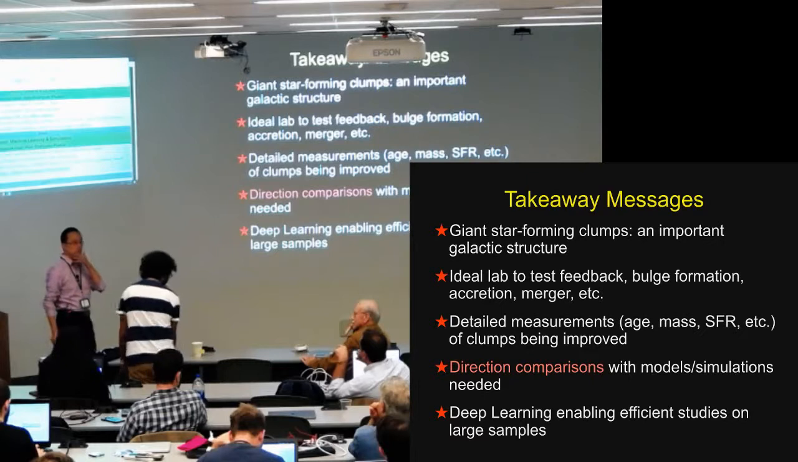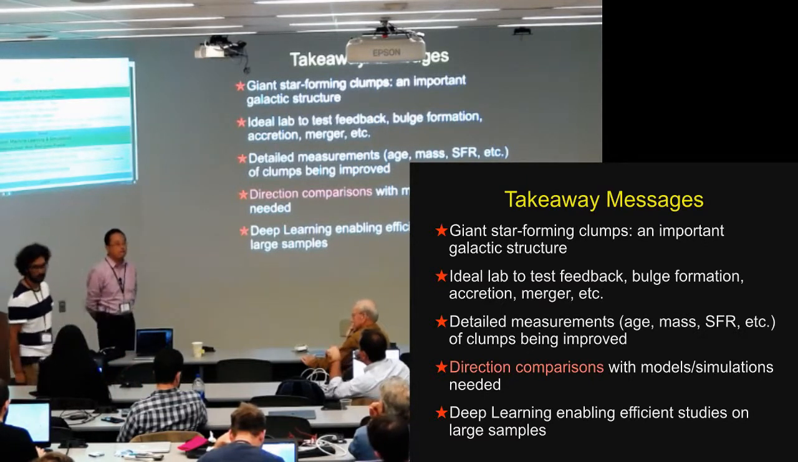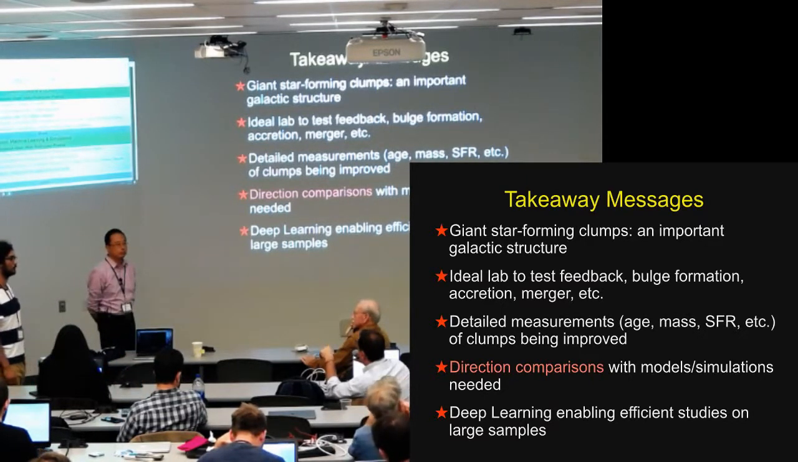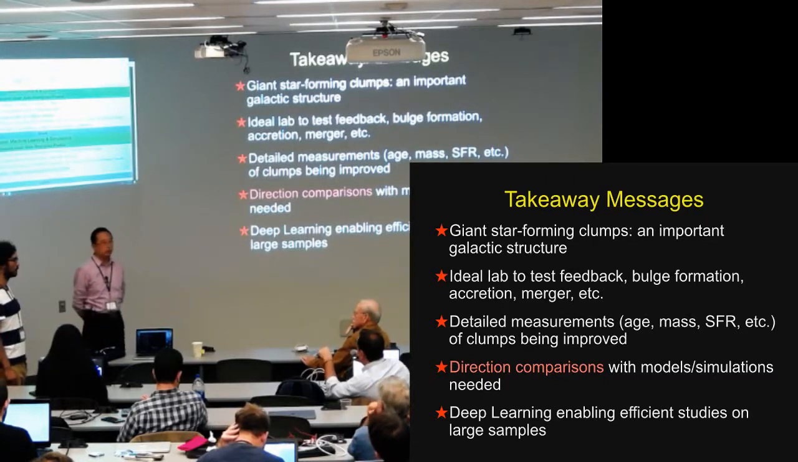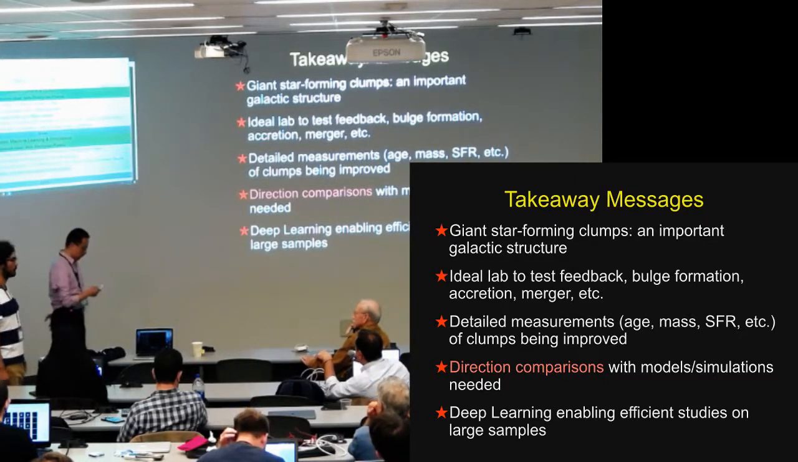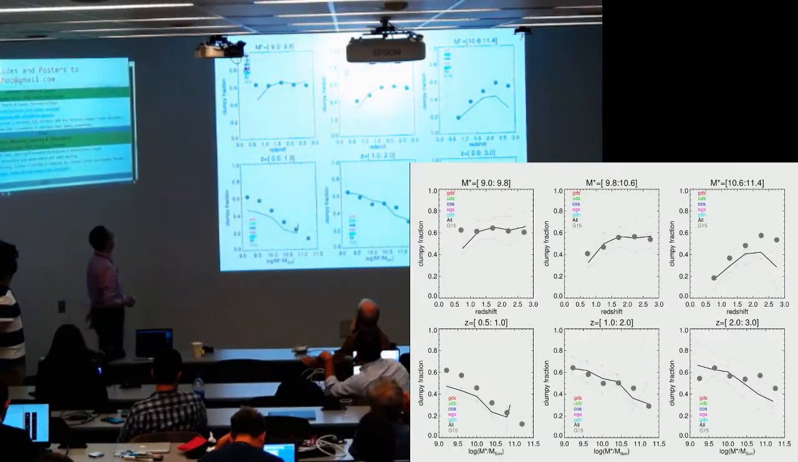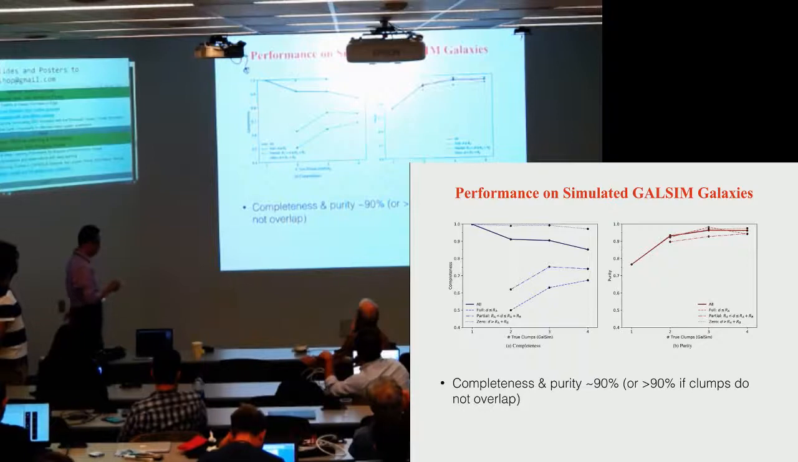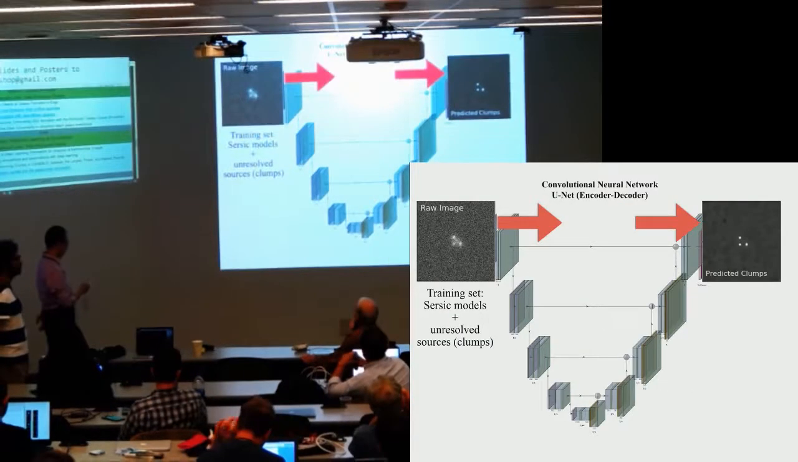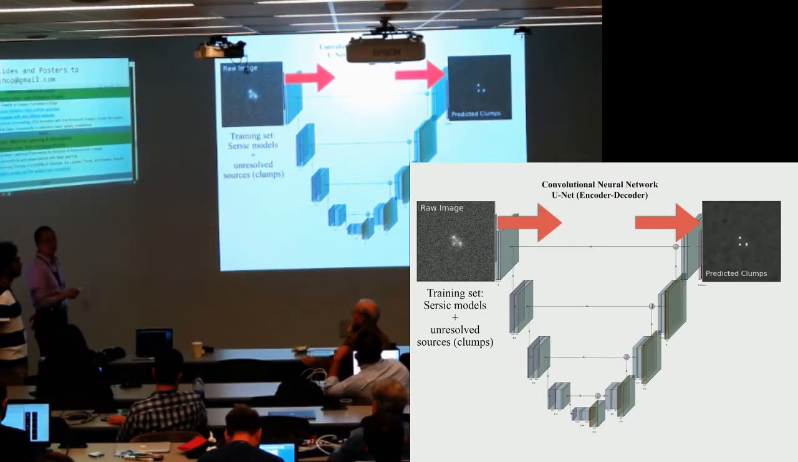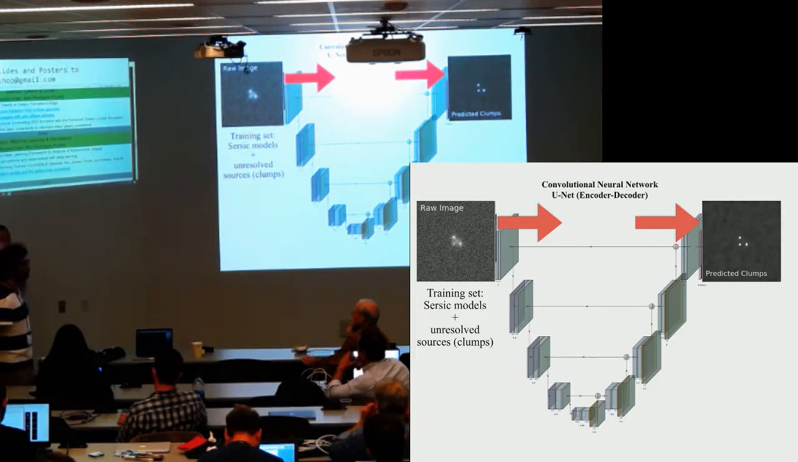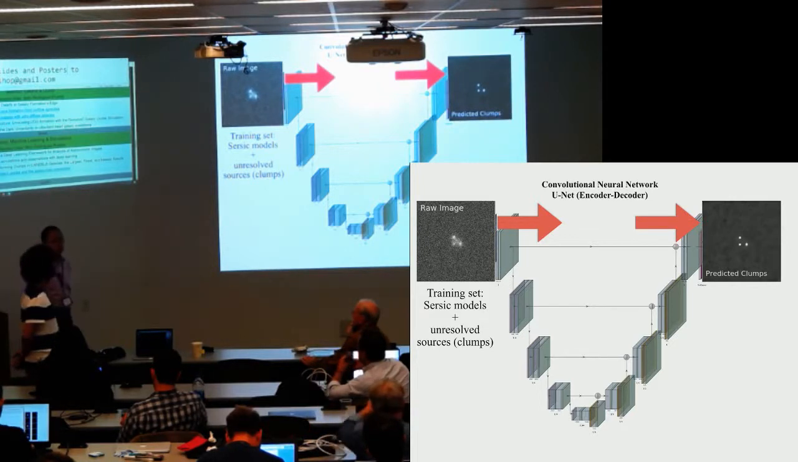With the deep learning, I suppose you learned it using your classifications of the clumps. That's what you fed it? No, no. We were using a training sample. So it's basically a Sérsic model plus some resolved sources. Okay, so this is different. We don't use real galaxies as a training sample because we don't have that many classified clumpy galaxies.